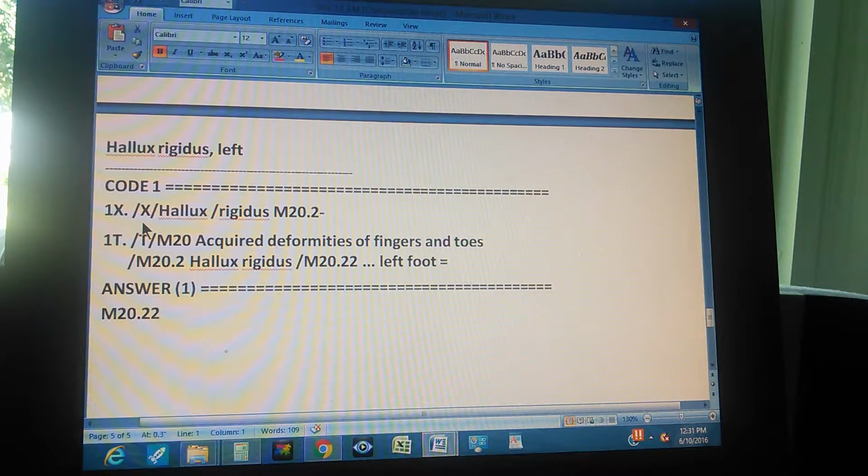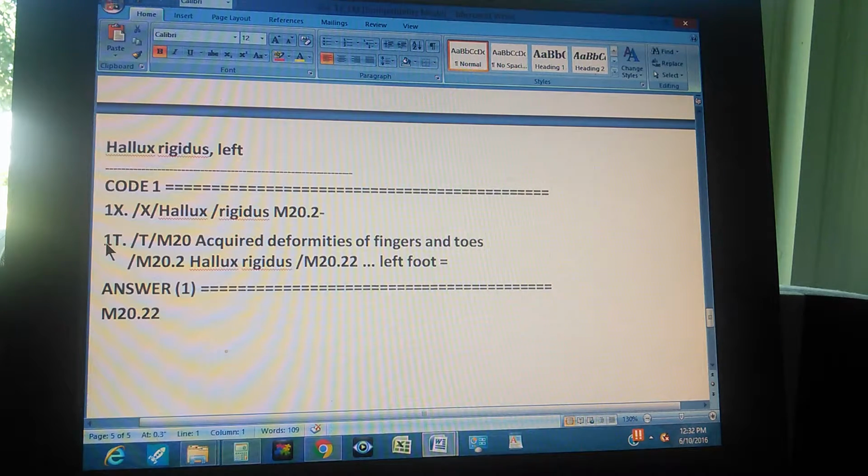First you go to the index. Then you go to hallux, which is the body part, and then you go to rigidus. And what do you get? M20.2 slash. And the slash means that there's one additional character that you have to find in the tabular. That's all it means, okay? So now we're going to go to the tabular.